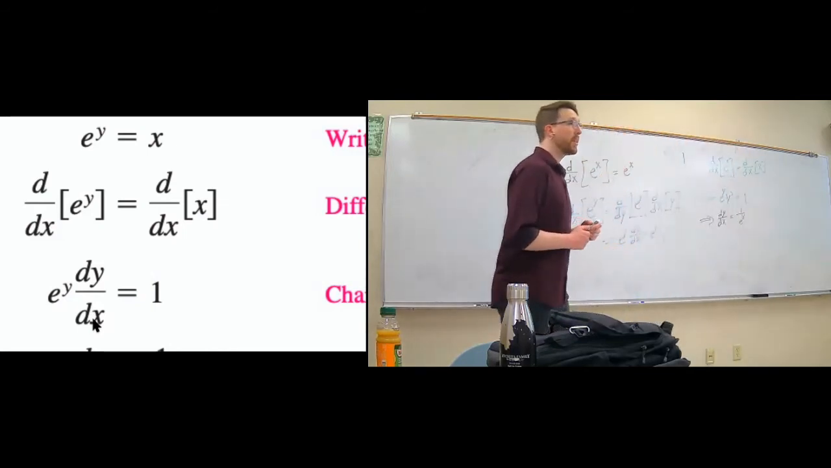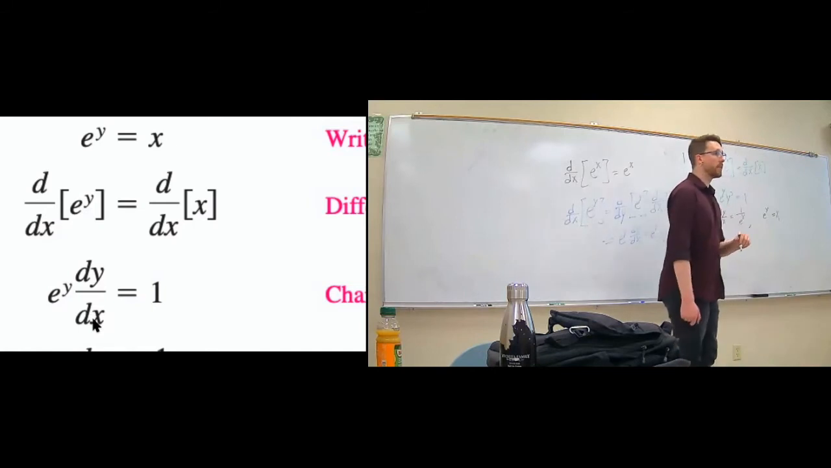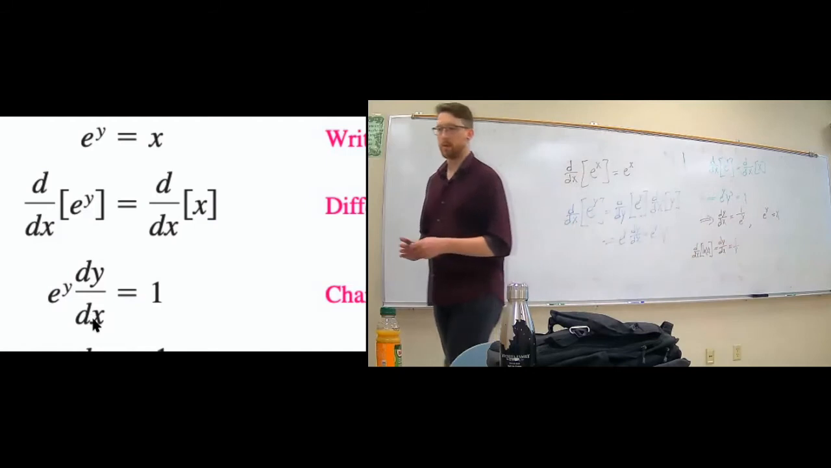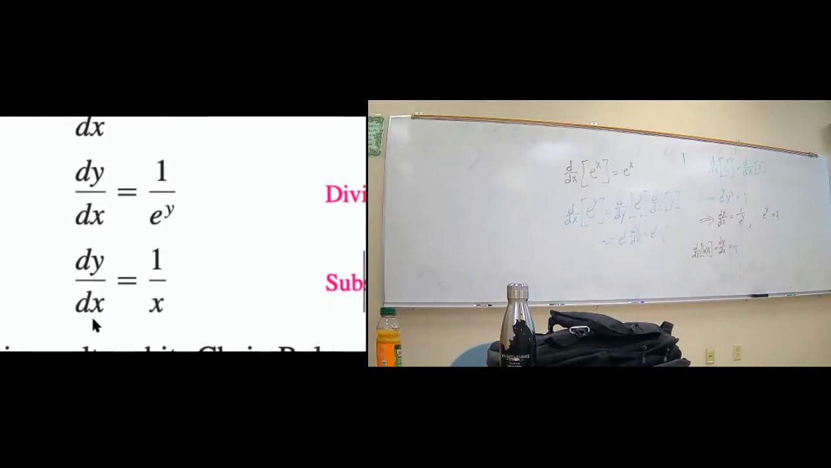But up top, we said that e to the y is equal to x. So this is going to give us the derivative of the ln of x is equal to 1 over x. Everybody cool with this?